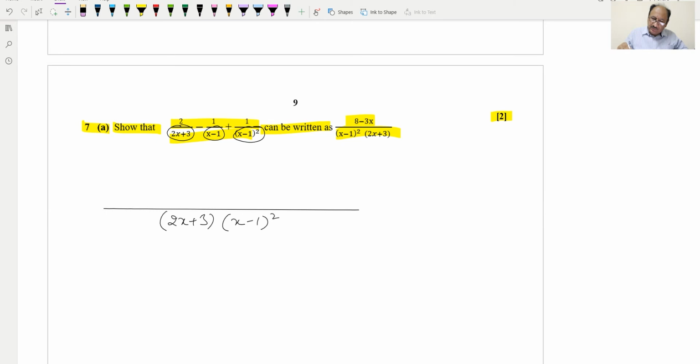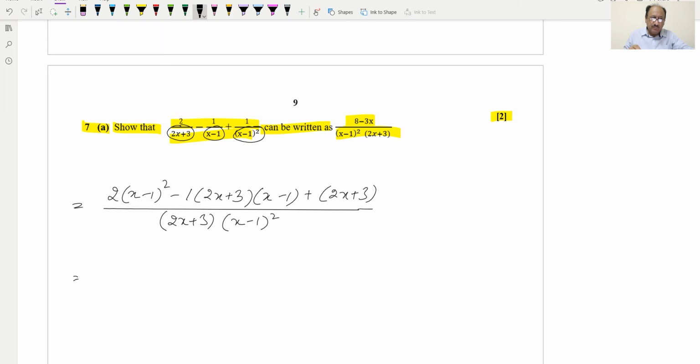We are taking this as LCM, and now we can take turn by turn, for example 2 with the other with this one, 2 with this one, because 2x plus 3 is already there. So we will write x minus 1 squared minus this will be 1 into 2x plus 3 into x minus 1, and similarly plus this will be 2x plus 3. Hopefully you are familiar with the LCM method. So this is how we have done.